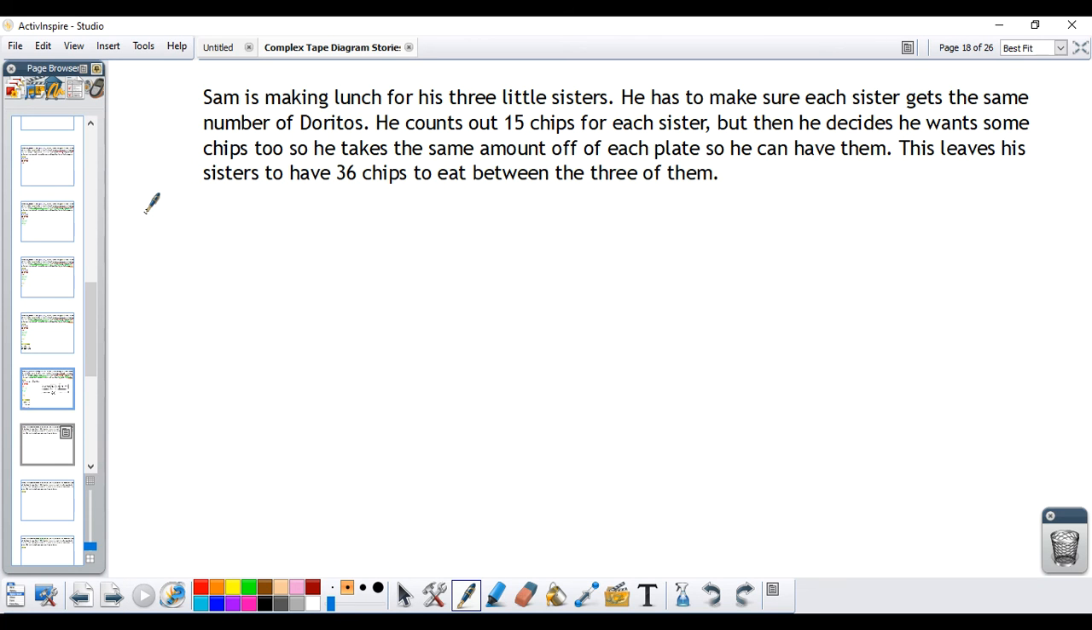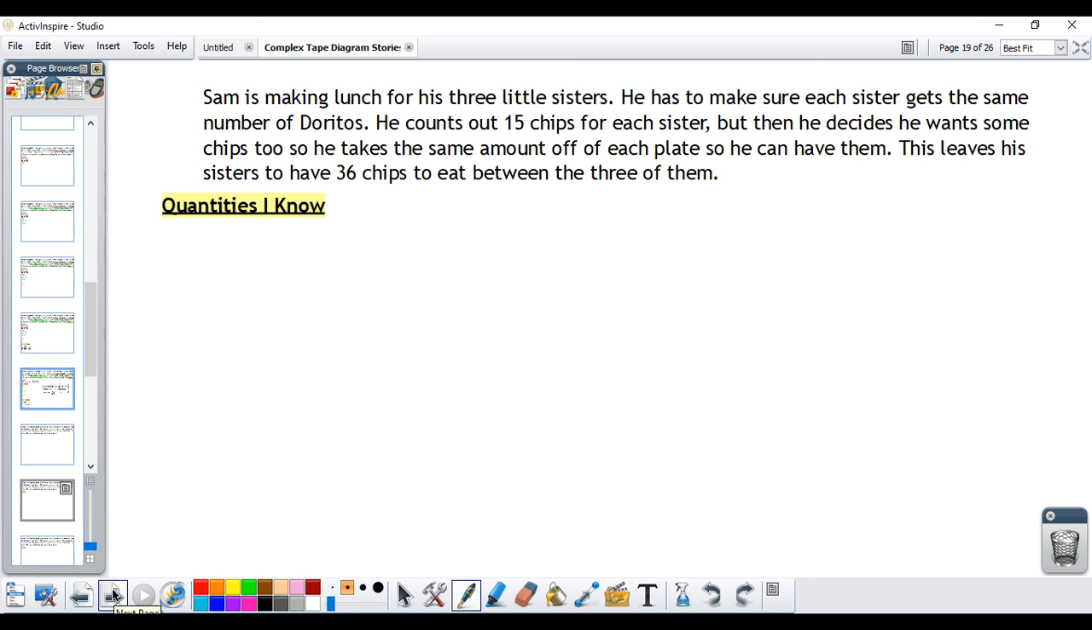Now Sam is making lunch for his 3 little sisters. He has to make sure that each sister gets the same number of Doritos. He counts out 15 chips for each sister, but then he decides he wants some chips too. So he takes the same amount off of each plate so he can have them. This leaves his sisters to have 36 chips to eat between the 3 of them.